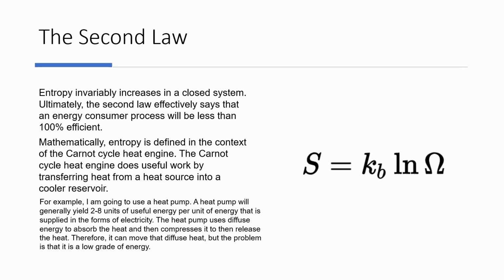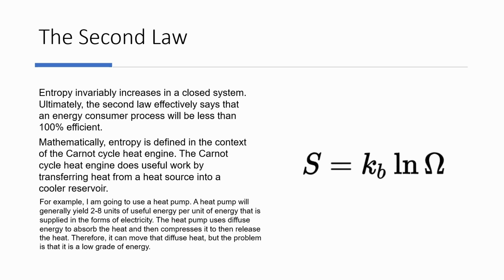The second law states that entropy invariably increases in a closed system. Ultimately, the second law effectively says that an energy conversion process will be less than 100% efficient, which is what we see mostly in a heat pump, which I will talk about later in this slide. But mathematically, entropy is defined in the context of the Carnot cycle heat engine. The Carnot cycle heat engine does useful work by transferring heat from a heat source into a cooler reservoir.